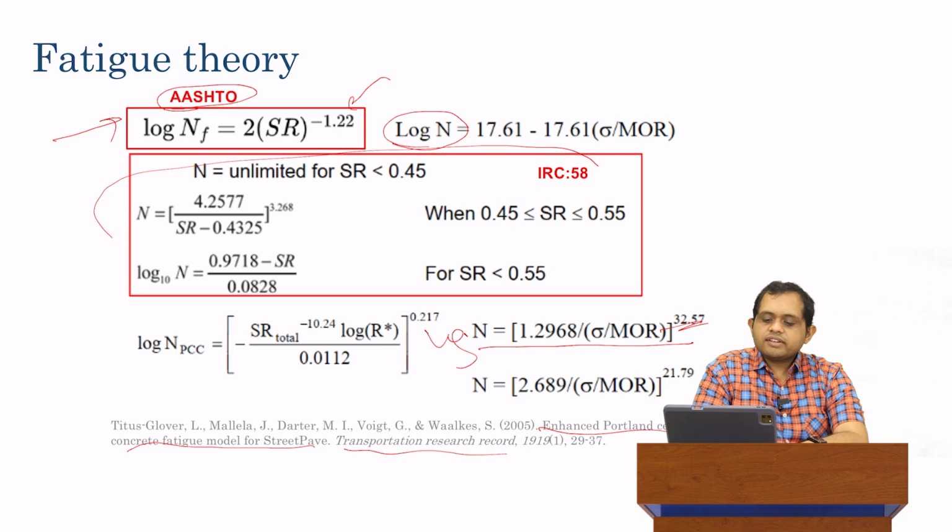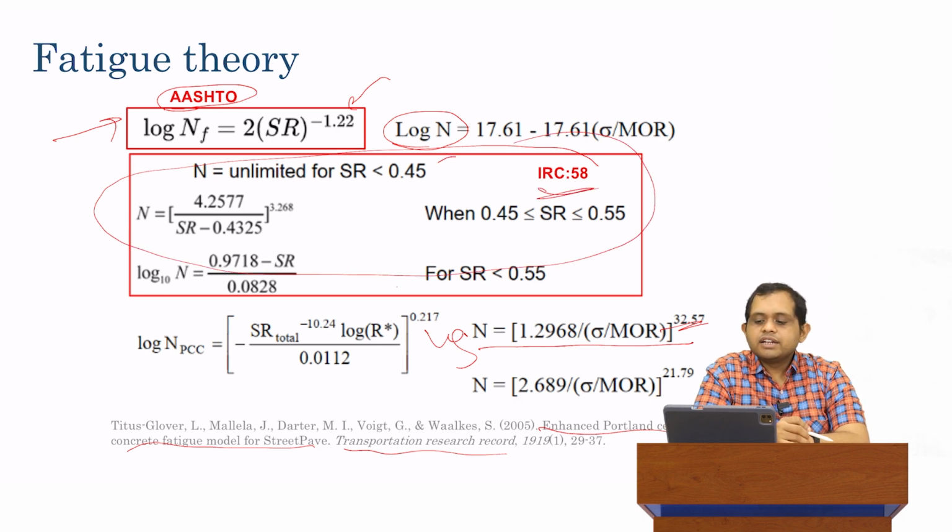The second one is this relatively larger one I want to talk about. This is used in IRC 58. That's the Indian Roads Congress's design code number 58, which is the analysis and design of rigid pavements in India. And so that's the design code which is used in India, and they use this particular model.